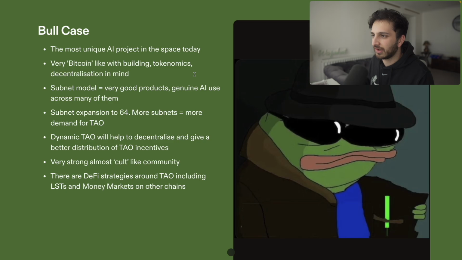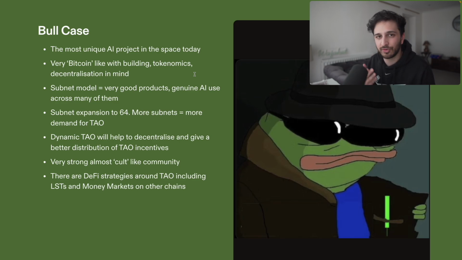Let's cover the bull case first. One of the things that really excites me about Bittensor is I think it's probably one of the most unique AI projects that we have in the space today. I think we have a lot of vaporware, unfortunately. But Bittensor has proven to me that it's not vaporware. For those of you who watched part 1, you'll see all of the different subnets that participate in the Bittensor network right now. Some of them are really, really interesting.